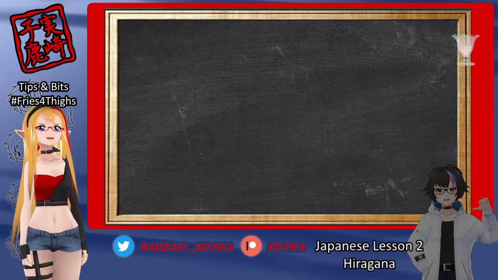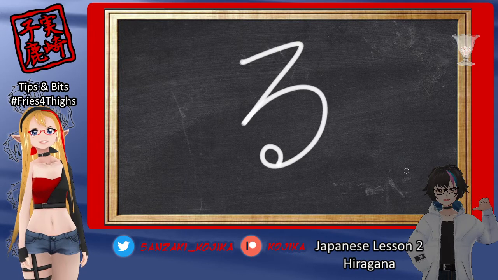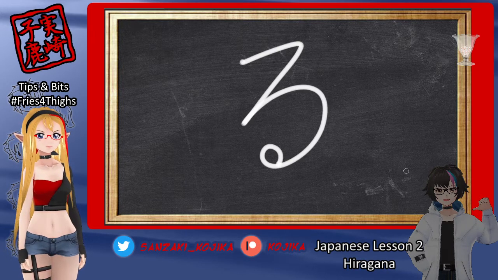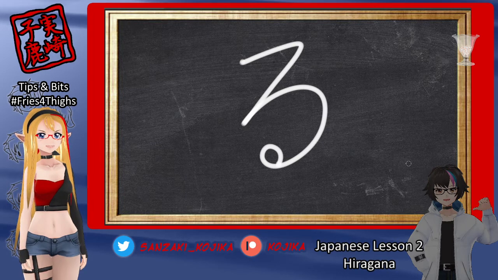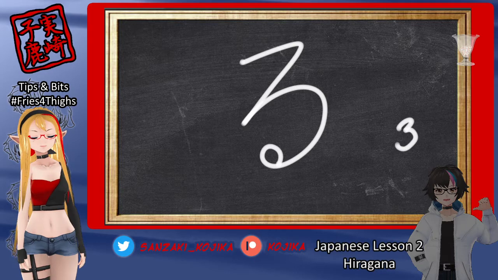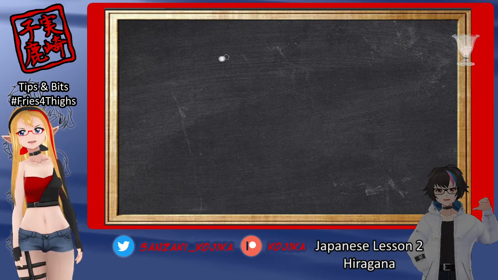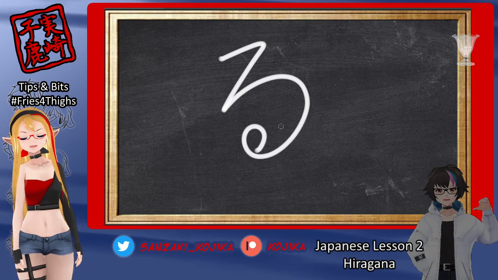Alright, next is ru. A 3 with the tail. That's the way 3 is written? The same direction? Yeah, I'm sorry, I'm dyslexic, I had to think about that. So it's all 1 stroke though. A 3 with the tail.